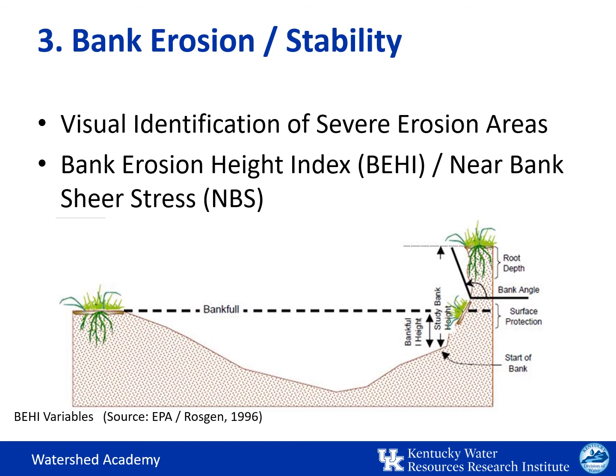If you want to calculate the rate at which erosion is occurring on an annual basis, say, the bank erosion hazard index and near bank shear stress can be used to visually observe these different variables such as bank height, bank angle, root depth, surface protection, in order to compare these values against erosion curves from different regions, in order to translate into estimates of tons of sediment per year that would be eroding in a given area.